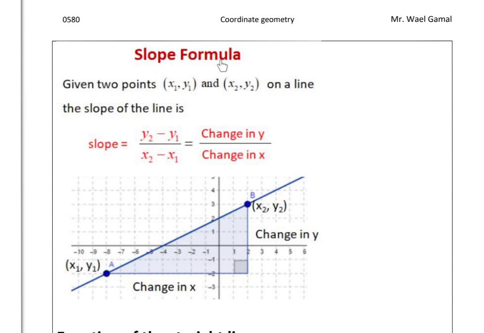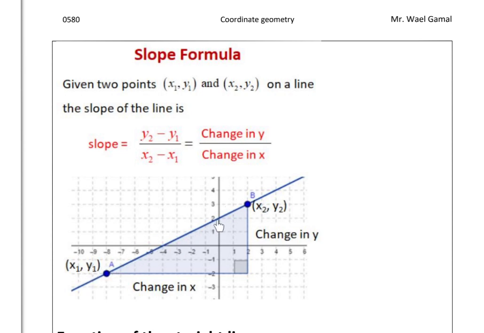The third formula today: how to find the slope of a line. If you have 2 points on the line, (x1, y1) and (x2, y2), we can find the slope of this line. The slope or gradient of the line represents the steepness of the line. If it is positive, the line goes up from left to right. If it's negative, it goes down. If it is zero, the line is parallel to the x-axis, horizontal. If it's undefined, it is parallel to the y-axis.